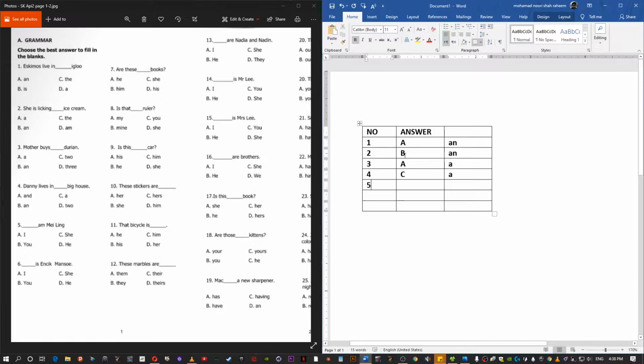So kalau kamu tengok jawapan daripada nombor 1 sampai nombor 4 so far, kebanyakan jawapan ni dia merujuk kepada ayat yang general. Sama ada ayat yang general umum ataupun ayat yang kita tidak tahu benda tu. Okay, benda tu ialah benda apa? Alright. Okay, let's look at number 5. Number 5 ni soalan dia lain sikit. Okay, am, the clue is am. So you don't say you am, you don't say she am, you only say I am. Alright. Okay, number 6 is Encik Mansur.